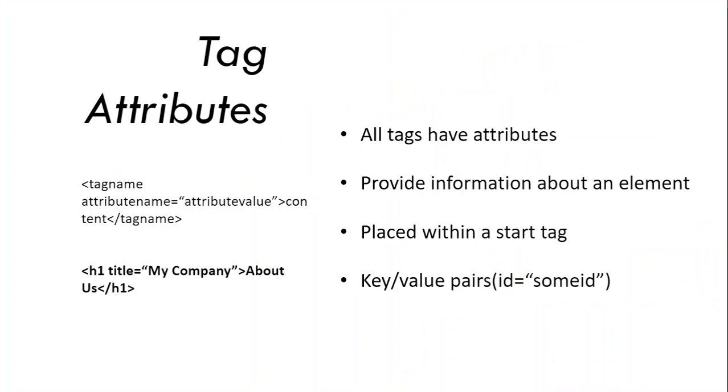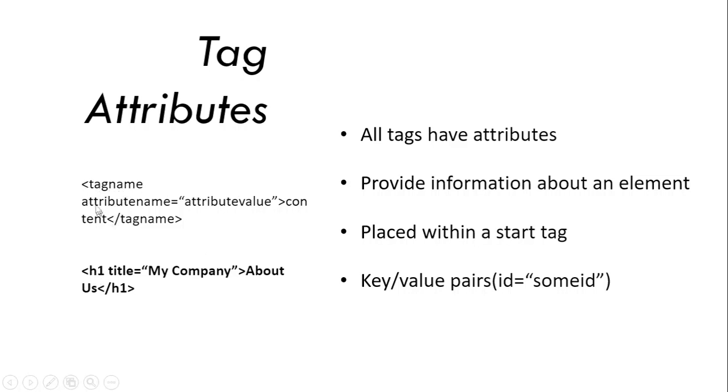All tags have attributes in HTML, and what these attributes do is that they provide more information about an element. The tag attributes are always placed within the start tag of an element. So the structure of using attributes in HTML goes like this. We have the tag name.